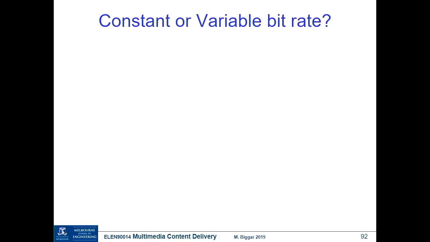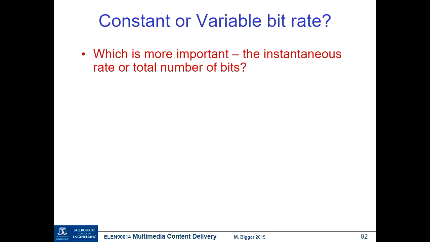So when would you choose constant bit rate and when would you choose variable bit rate? So it really depends on what's important. It may be self-evident, but is the instantaneous rate what's really important, or is the total number of bits what's important? If we have a budget in terms of the total number of bits available, then we would want to encode with variable rate for the reason. What's an example where our budget is the total number of bits?